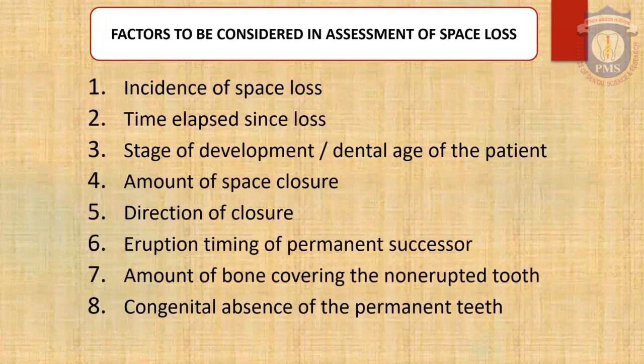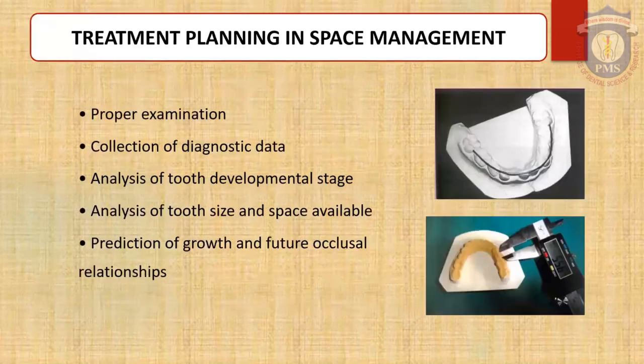So, when a primary tooth is lost, various factors have to be considered in assessing the space loss. We have to evaluate the incidence of space loss, what is the time elapsed since the loss of the primary tooth, the stage of development, and dental age of the patient should be evaluated. The amount of space closure should be measured. Direction of closure should be evaluated, whether it is from the anterior segment or posterior segment. Eruption timing of the permanent successors, amount of bone covering the non-erupted tooth should be assessed, and congenital presence or absence of permanent teeth should be evaluated.